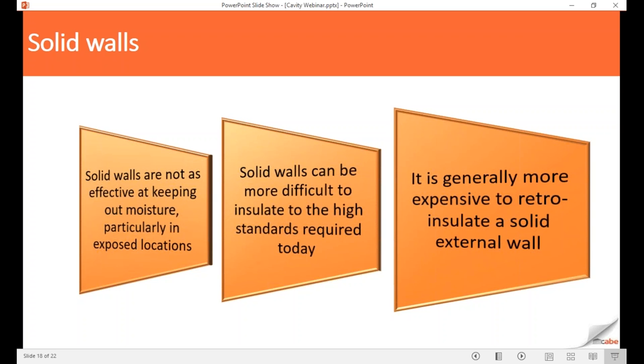In addition, it's much more difficult to get a solid wall construction to meet the high standards of insulation that we're looking at within building regulations and building standards today. And obviously the existing solid wall properties in the retrofit insulation market are those labelled as difficult to treat, because you end up having to apply either an internal or an external cladding system to provide the insulation, and that makes life even more problematic in terms of dew points and condensation that may occur within the structure.